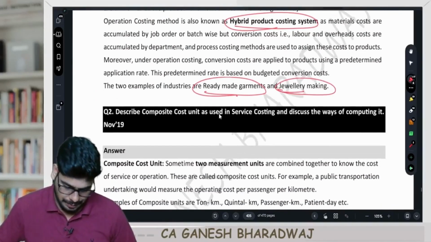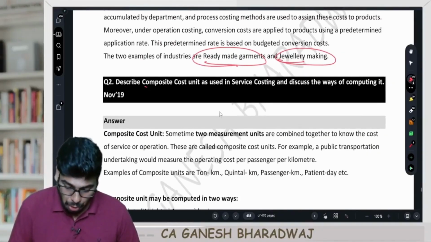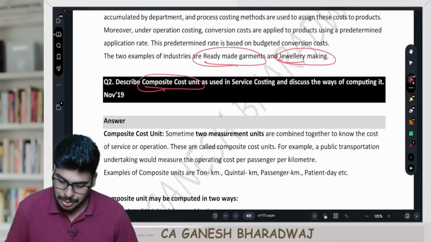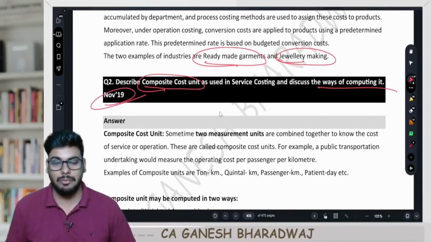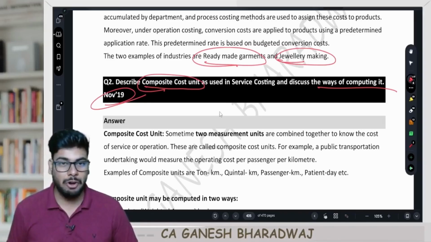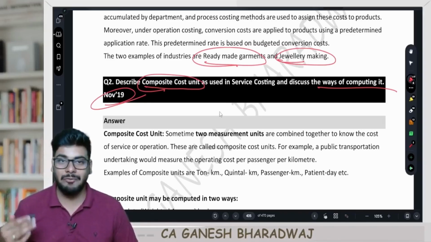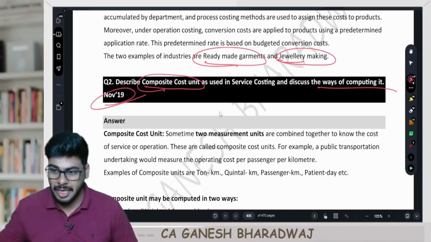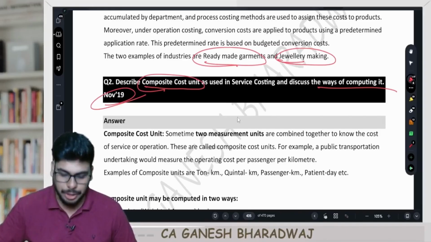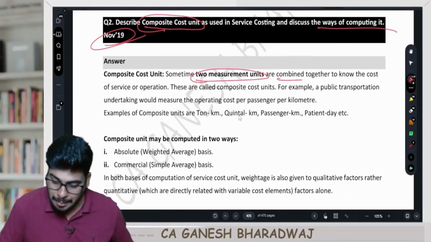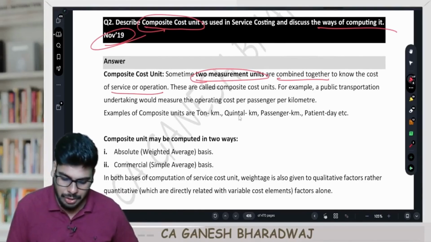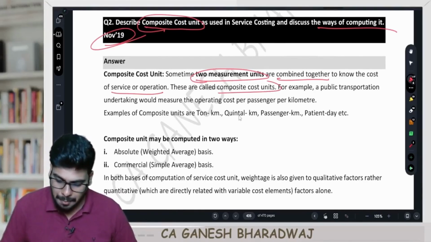Clear with this. Next, describe composite cost unit as used in service costing and discuss the ways of computing it. It was tested very long back, November 19, right? Now, guys, what do you mean by a composite cost unit? When you have more than one cost object which drives your cost together, it's called a composite cost object. Sometimes two measurement units are combined together to know the cost of the service or operation. These are called composite cost units.